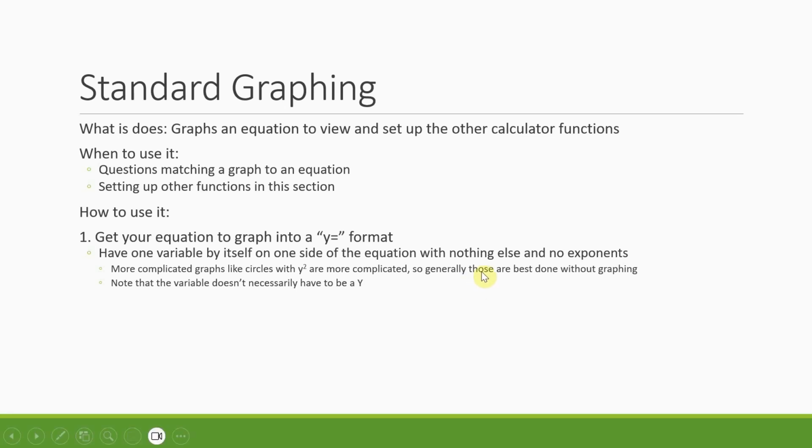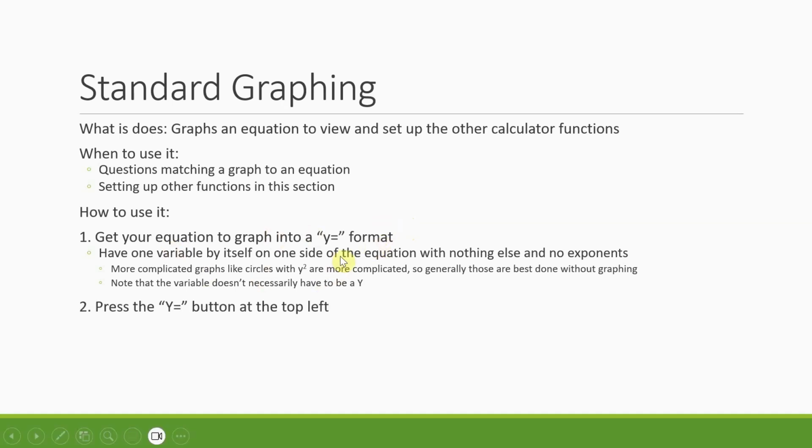So only worry about graphing on your calculator if you can get a simple y equals format. And just so you know, the variable on the ACT doesn't necessarily have to be y. You can have any letters you want. Just when you put it in your calculator, whichever thing is by itself, we're going to pretend it's y, and whatever's on the other side, we're going to type in as x. But you'll know what the letters actually mean and stand for.